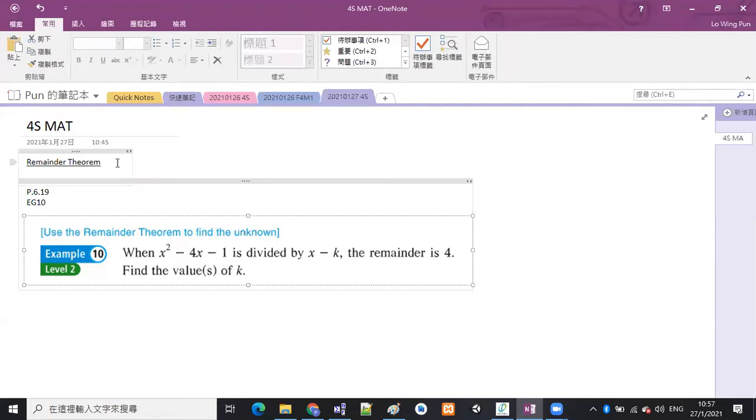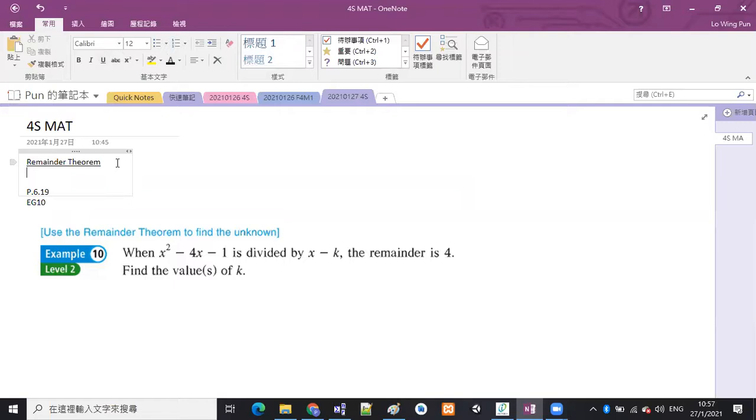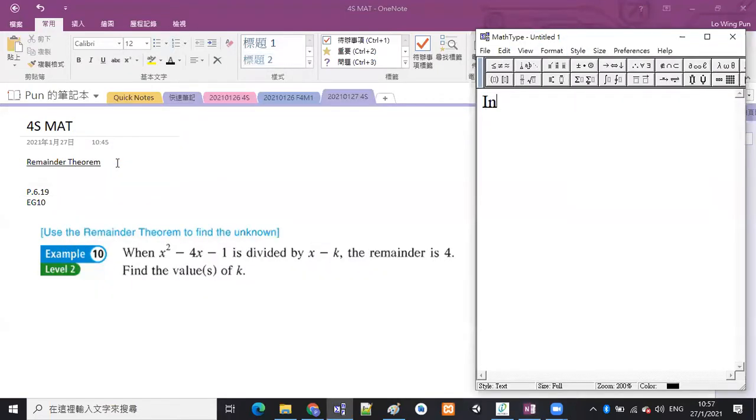What is meant by the remainder theorem is that we have a division. In a division, when f(x) is divided by a linear polynomial, linear polynomial means that the polynomial is of degree 1, which means the highest power of x is 1. From now on, I will just use the more general case, that is mx minus n.